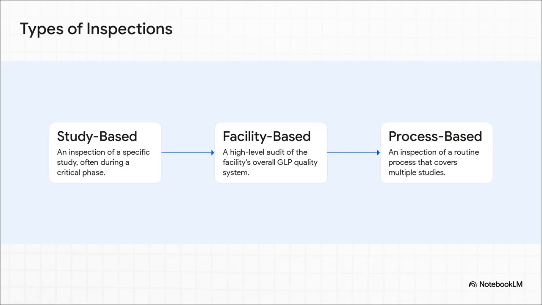Now, QA's inspection program has a few different flavors. You've got your study-based inspections, like the one we just saw, zeroing in on a critical moment in one study. Then there are facility-based inspections, which are more of a high-level audit of the entire facility systems. And finally, process-based inspections, which look at routine things, like how samples are prepared, activities that are done over and over again across many studies. This three-pronged approach gives them really comprehensive oversight.